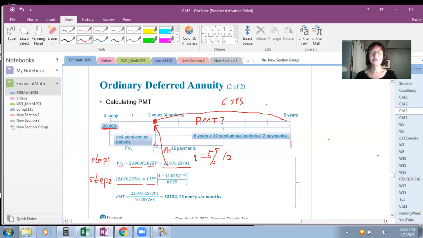Is there any calculator method? Yes. To do the calculator method, we still follow 2 steps. Step 1, what is the future value for the loan in 2 years? Step 2, what is PMT? And also we know PY is 2, because in 1 year you make 2 payments. CY is 2, because interest is compounded semi-annually. And the payment is made at the end.